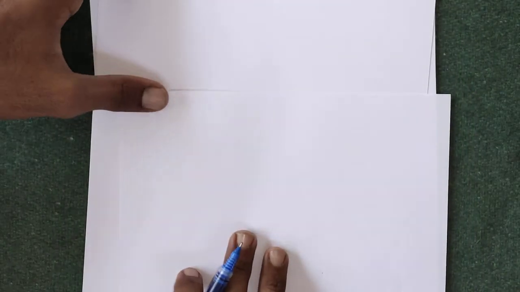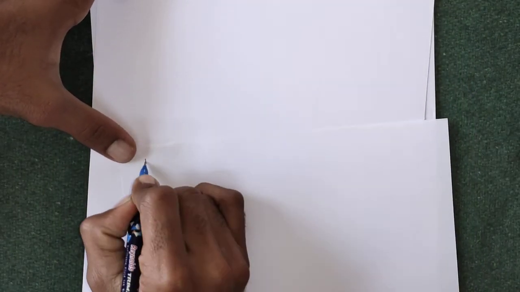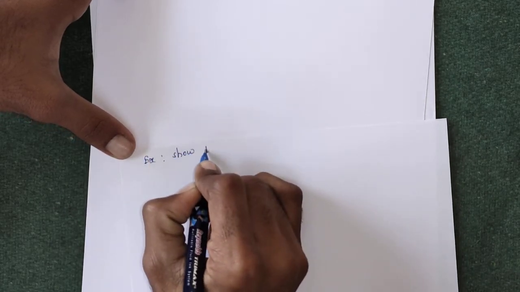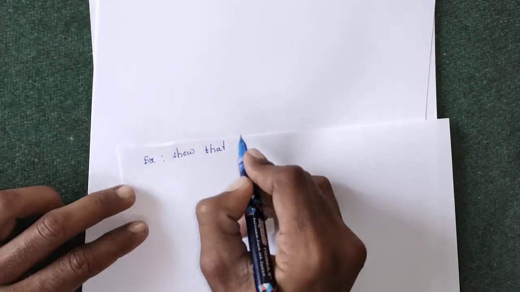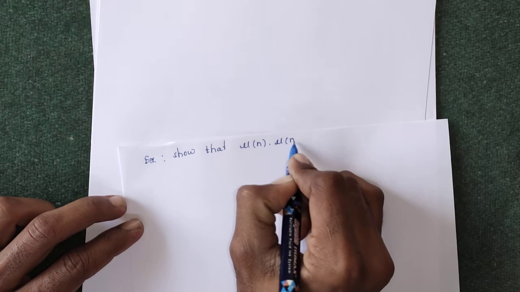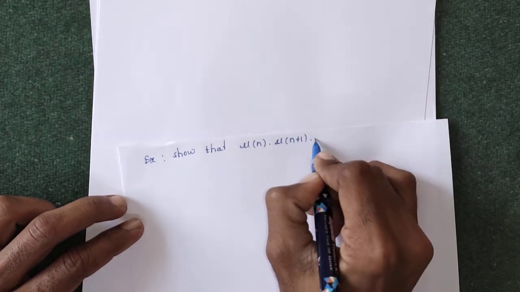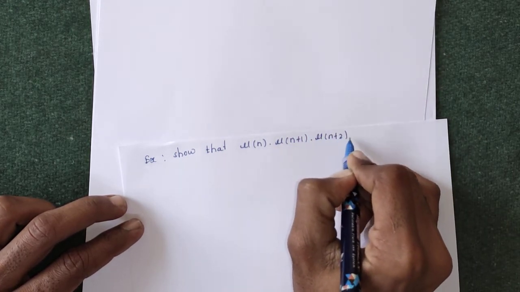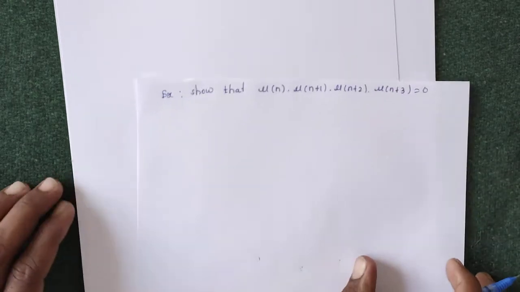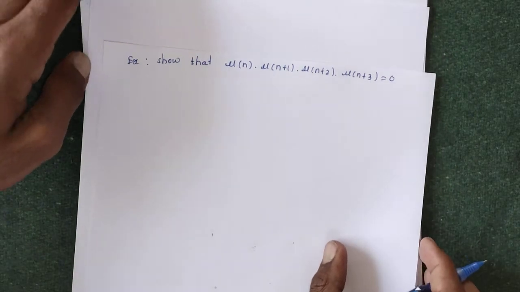Now, the next example. This example is again asked for 2 marks. Show that mu of n into mu of n plus 1 into mu of n plus 2 into mu of n plus 3 is equal to 0. Show that mu of n into mu of n plus 1 into mu of n plus 2 into mu of n plus 3 is equal to 0.